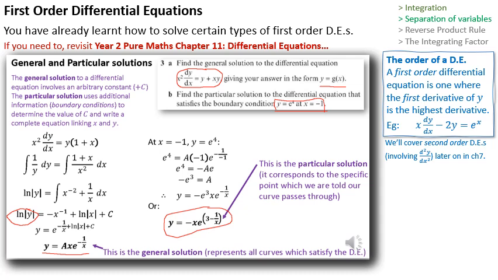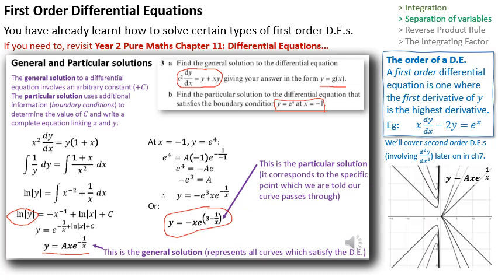The particular solution, on the other hand, is the precise curve that satisfies the additional conditions that have been put on it. So if we know the x and y coordinates of a single point on the curve, then we're no longer looking at an entire family of different curves. We're looking for the specific curve that goes through that point.